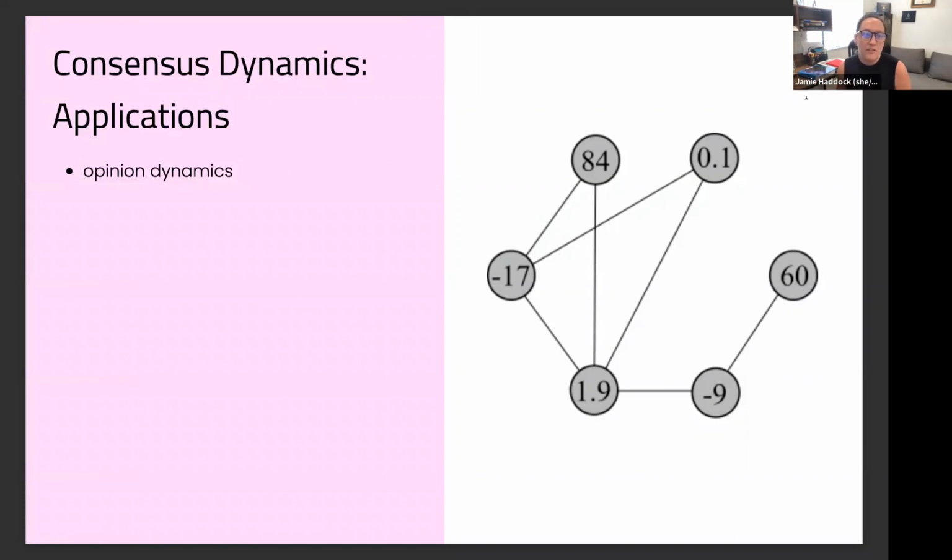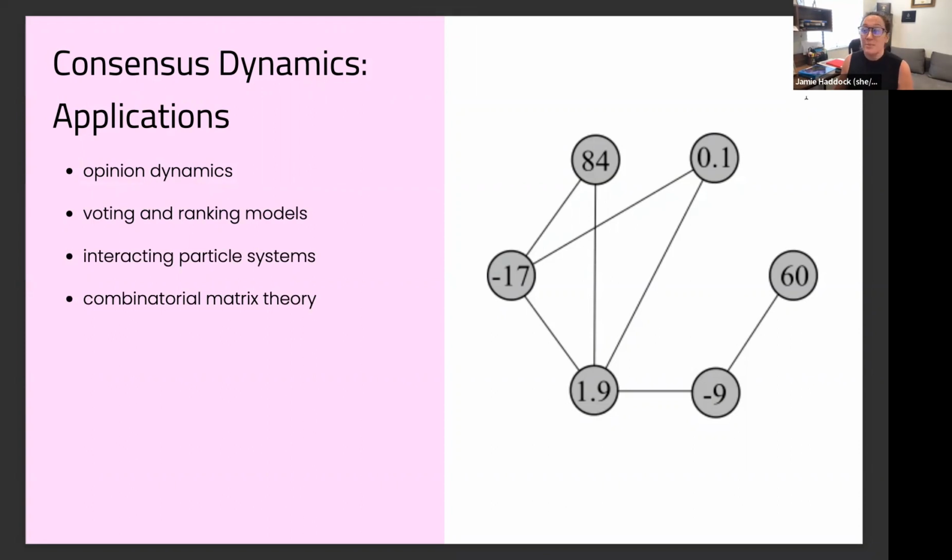So some of the places that I've been thinking about are opinion dynamics. This pops up in voting and ranking models, interacting particle systems. It's important in combinatorial matrix theory, systems biology, Markov chains. Like, you know, the picture just goes on and on. The list is long, and this is not even nearly complete. I'm going to highlight an application from distributed computing, but really it's a toy problem that I think you'll see is a problem that would pop up all over applied mathematics, in these areas and others.